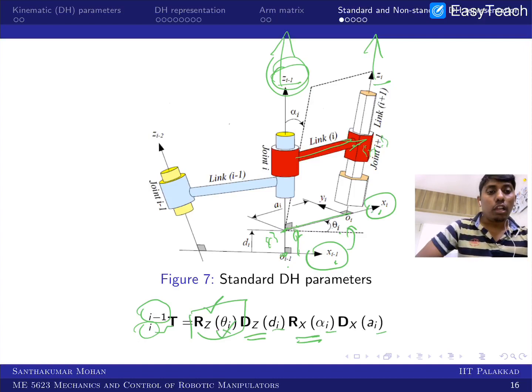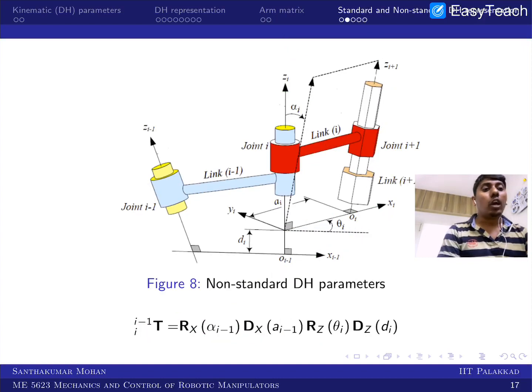That is what you call theta I and d I. So in the sense, you have the I minus 1 frame, but you are representing your kinematic parameter as the ith parameter. This is a little bit confusing. This confusion will not be there when you are representing in the non-standard form.